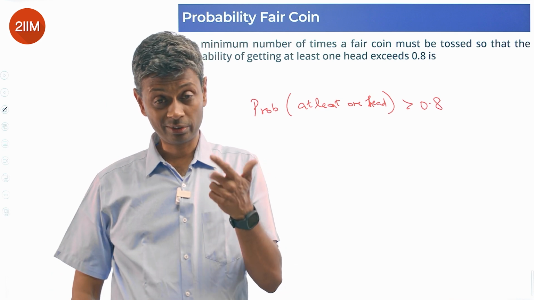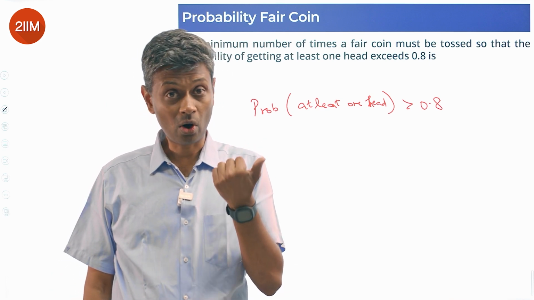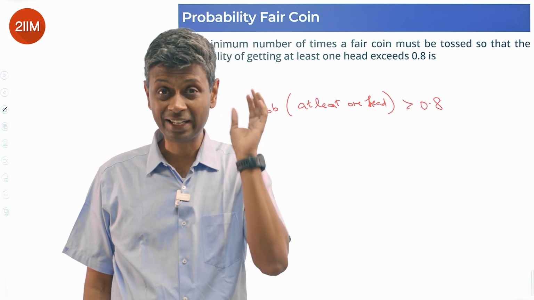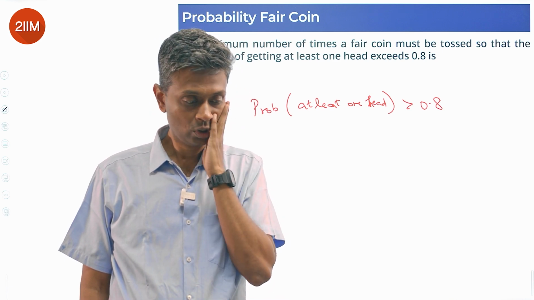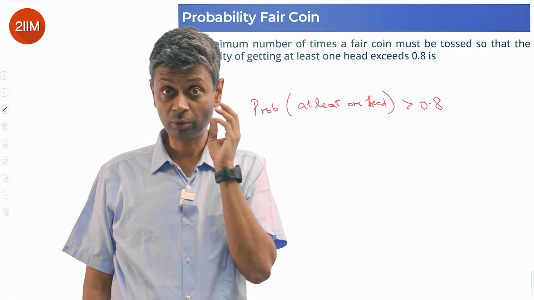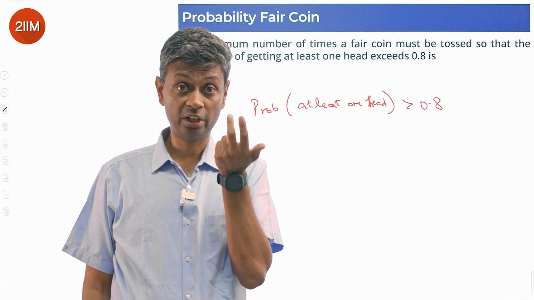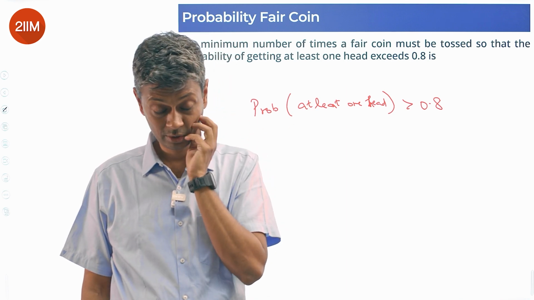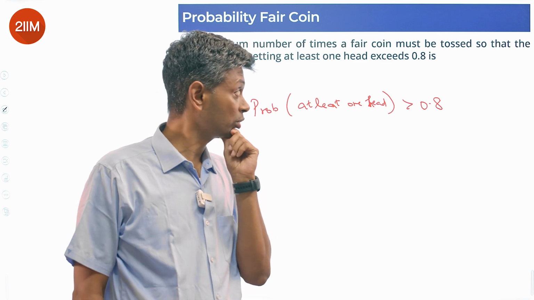Could be one head, two heads, three heads, all of these up to n heads. The answer is n. So if there are n times you are tossing, number of tosses is n. You can get one head, two heads, three heads, four heads, five heads till n. That adds up to more than 0.8.